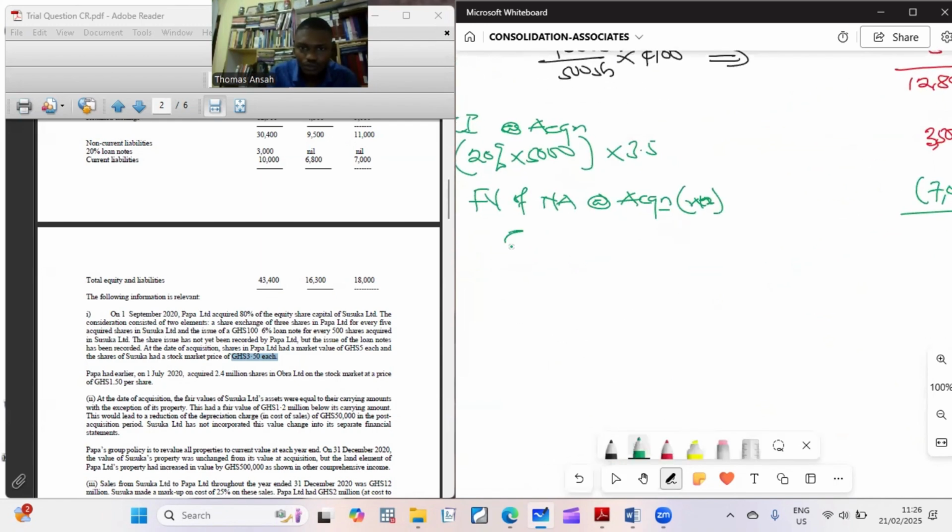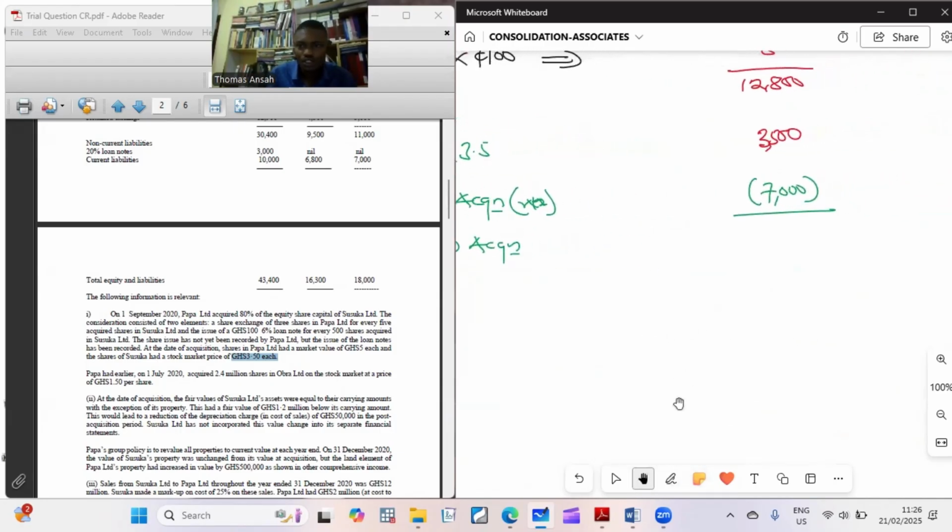Goodwill at acquisition. We do this thing only for subsidiaries. We don't do it for associates. So if I have 12,800 plus 3,500 minus 7,000, that gives me 9,300. So my goodwill is 9,300. This is the goodwill at acquisition, but we prepare financial statements at the end of each period.